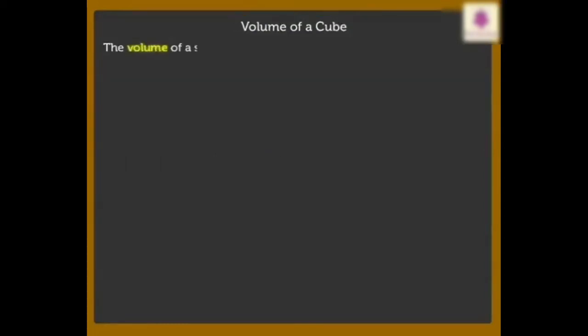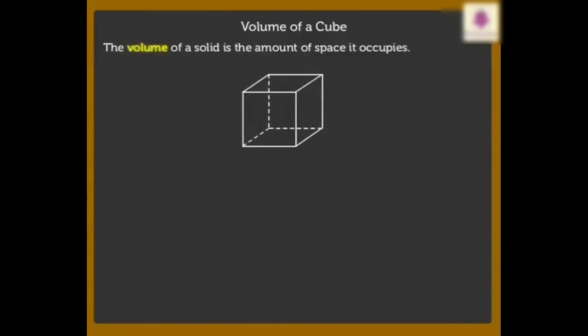The volume of a solid is the amount of space it occupies. We know that a cube is a solid geometrical object with 6 faces. Each face of a cube is a square. In the figure, the length, breadth and height are marked, but as it is a cube, all its edges measure the same. Therefore, let us call each of its edges a side.